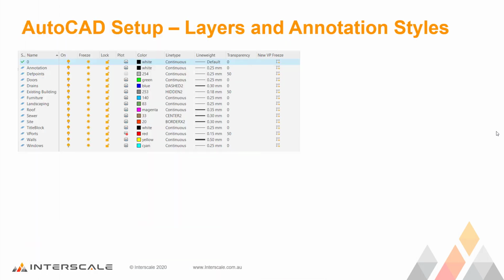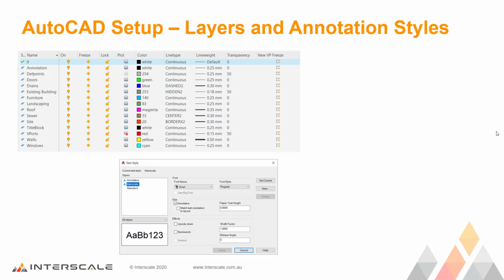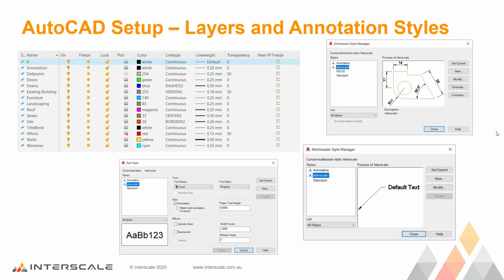The first thing to do is set up a good template with your standard layers all created with all of their colors, line types and line weights all set, as well as setting up annotation styles for text, dimensions and multi-leaders.